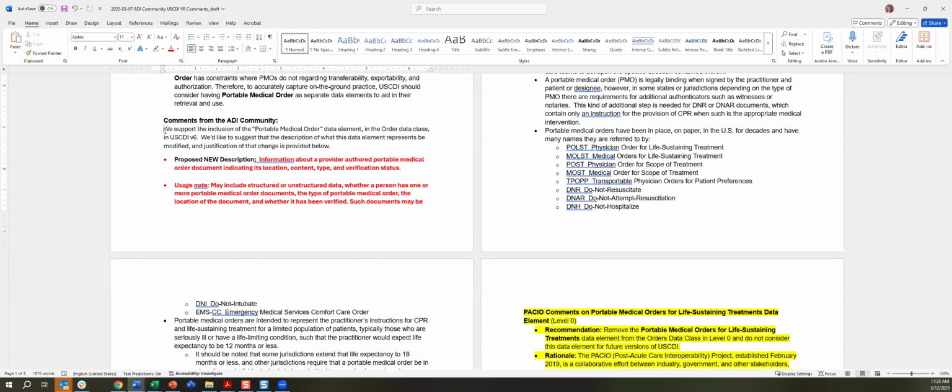What about if we meet the industry where they are? What about if we use the advance directive observation, which says there's a piece of information out there, and this is what it means, and it can be structured or unstructured data, doesn't have to be fully structured, doesn't have to have metadata. But what about if the portable medical order data element resembles the advance directive observation, at least while the industry catches up with the work that we're doing?